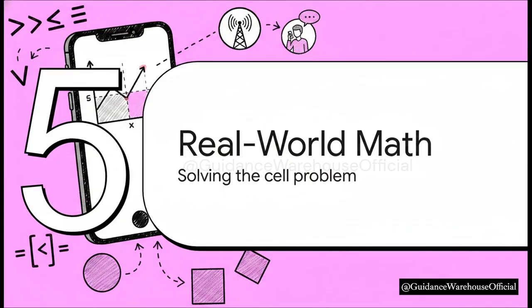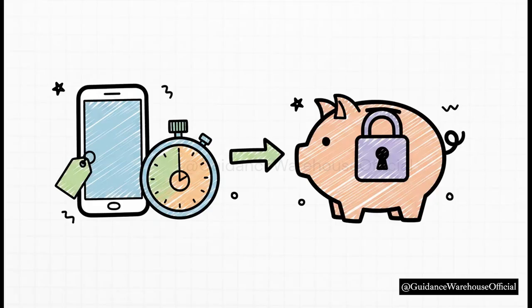Section 5, Real-World Applications. Let's bring it all home. Let's connect all of this back to real life and finally solve that cell phone problem from the very beginning of this explainer. Remember the setup? A $20 base fee plus 30 cents for every single minute over 60 minutes. And our hard budget is $50. Here is exactly how we set up the equation. 20 plus 0.30 times the quantity of x minus 60 must be less than or equal to 50.